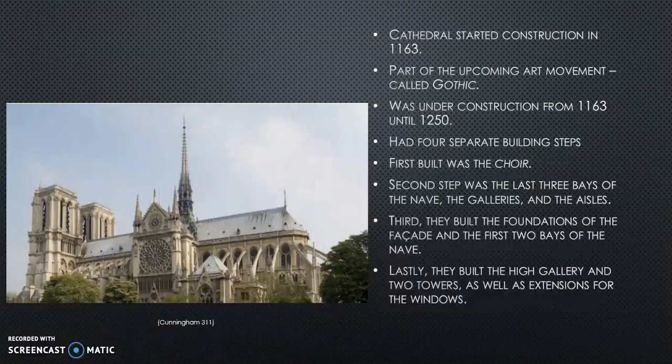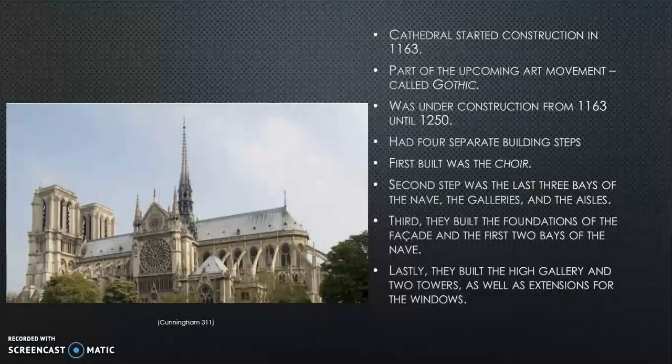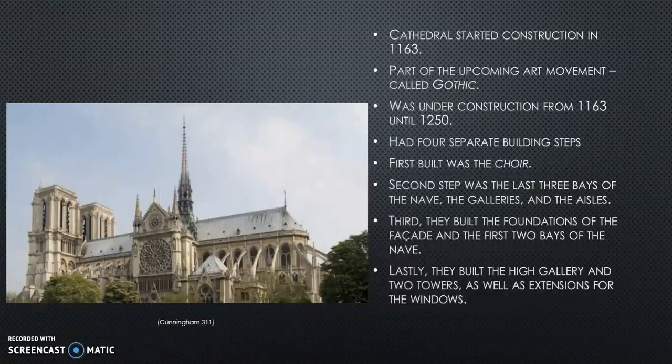And the Cathedral of Notre Dame was under construction from 1163 until 1250, so right around 90 years of construction, which is quite a lot, but understandable given the lack of technology they would have had in this era, and a few more of the details we're going to see in just a few moments.